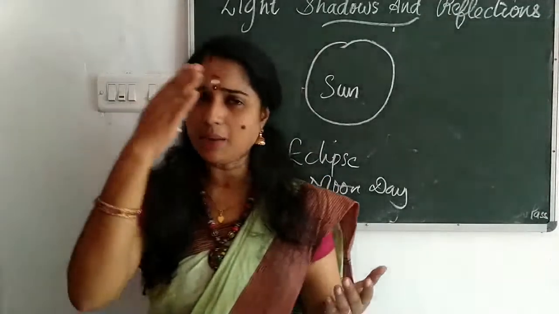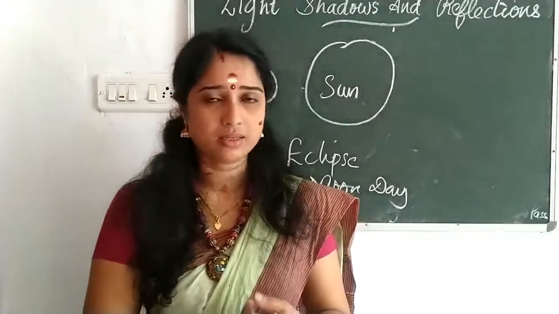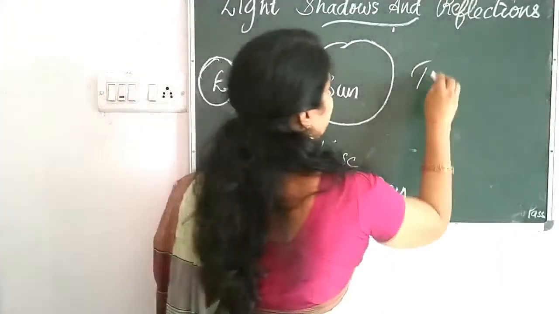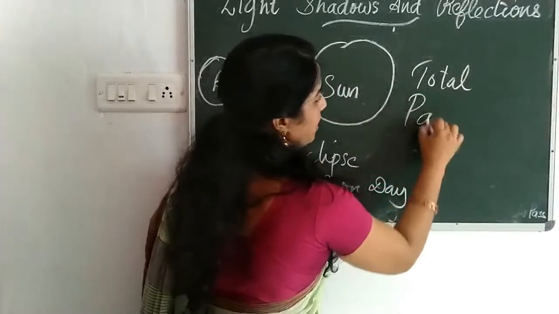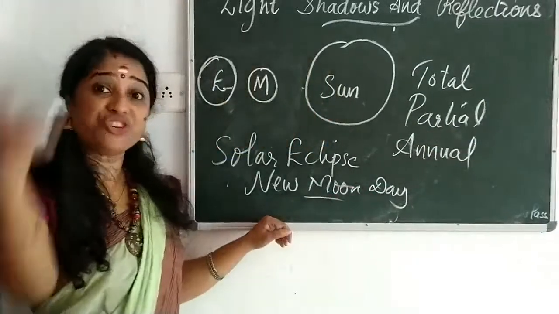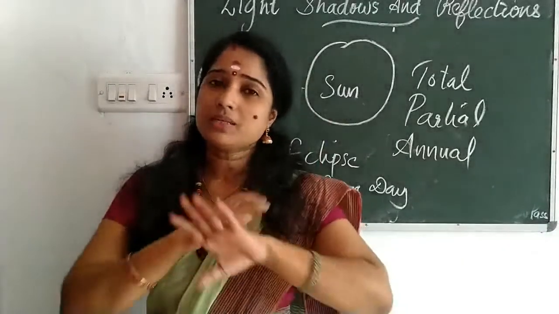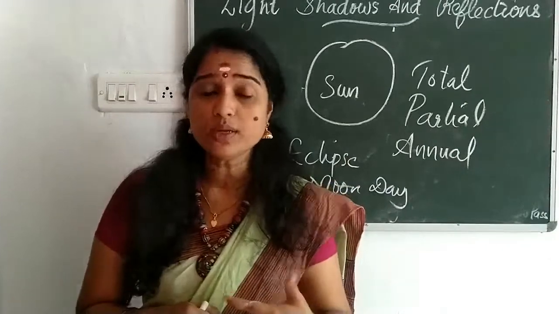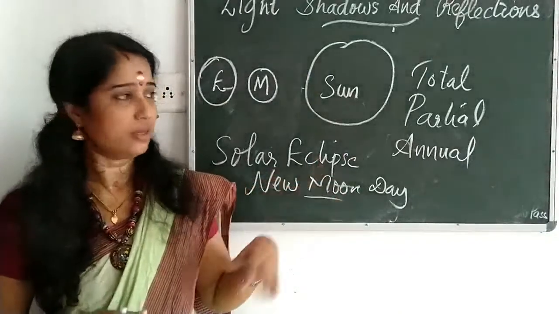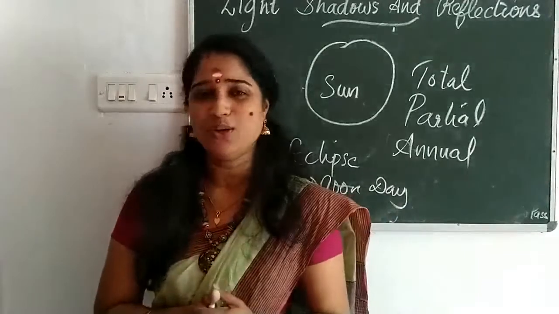Next one, partial. Some part of the earth is prevented from receiving the sun's light. Only some part. That is the partial solar eclipse. Last year we had experienced the annular solar eclipse, the ring-shaped solar eclipse. So three types of eclipses are there. Total solar eclipse means the sun is completely covered by the moon. Partial means part of the earth is covered by the moon. And finally, annular means ring-shaped only. In the video you can observe the annular solar eclipse.